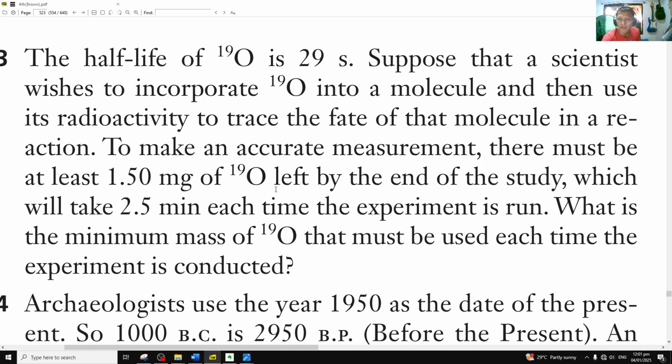I appreciate this kind of problems. Which will take 2.5 minutes each time the experiment is run. What is the minimum mass?